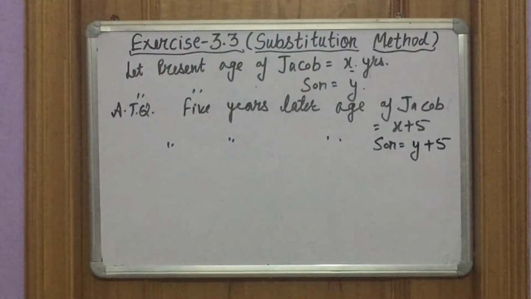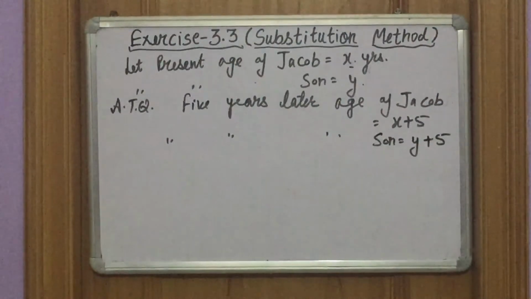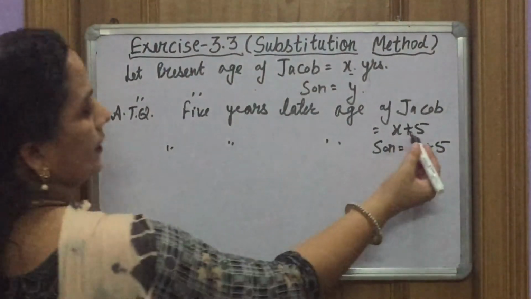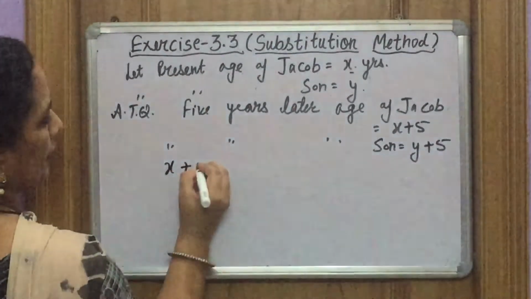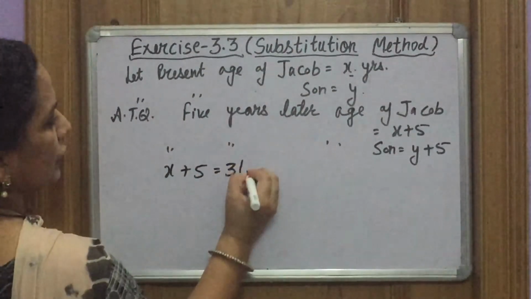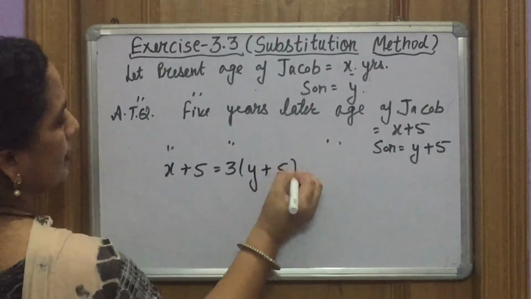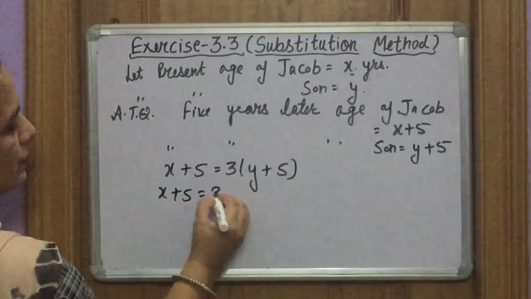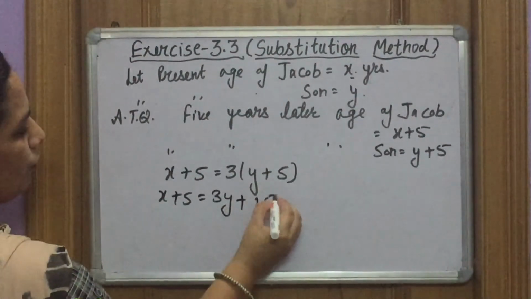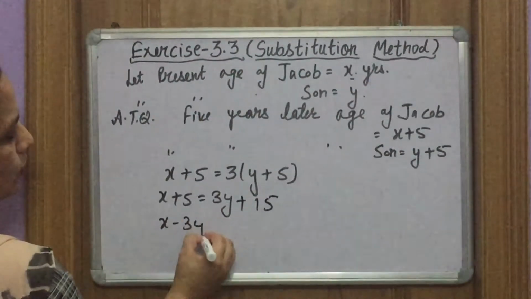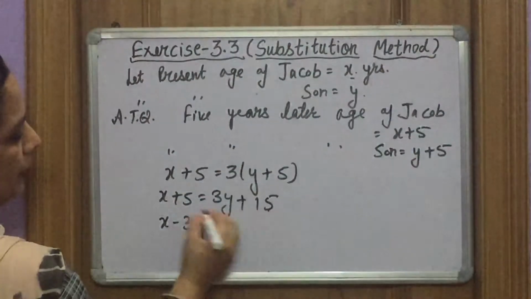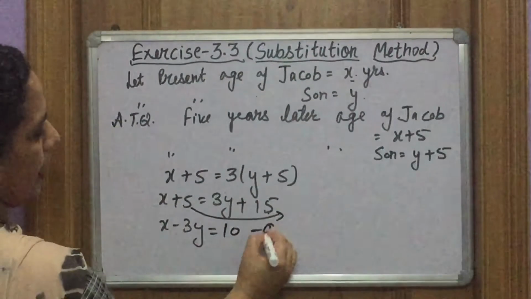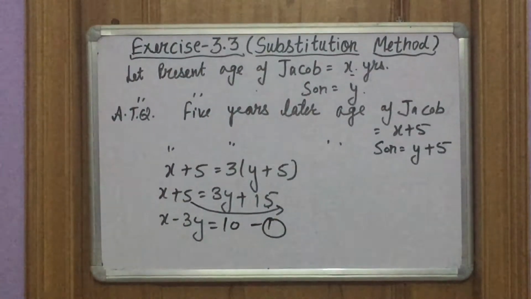Then after 5 years, it is given in the question that the age of Jacob is 3 times that of his son. Age of Jacob is equal to 3 times that of his son. We can solve this equation. x plus 5 is equal to 3y plus 15. So it will be like this. Transpose the constant term to a single side. So this is our first equation.